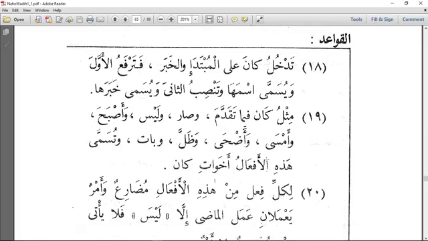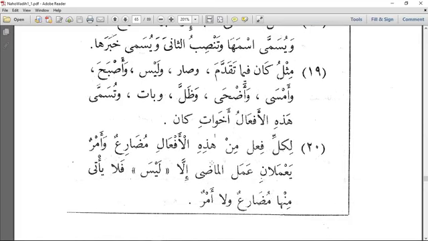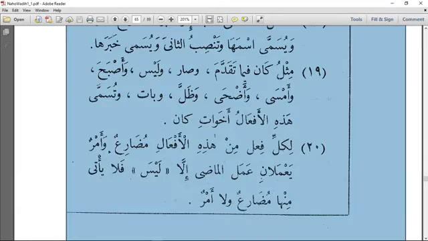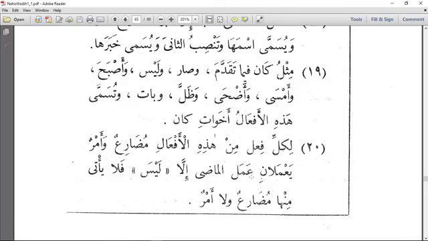So when you hear kana wa akhawatuha, we're talking about kana and the other verbs Saro, Laisa, asbaha, amsa, adha, dhulla, and bata. The third qaida, لكل فعل من هذه الأفعال مضارع وأمر يعملان عمل الماضي إلا ليس فلا يأتي منها مضارع ولا أمر. He said all of the verbs that are here, they have their mudari and they also have their amru. They all perform the work of the madi, except Laisa that does not have mudari and amru.